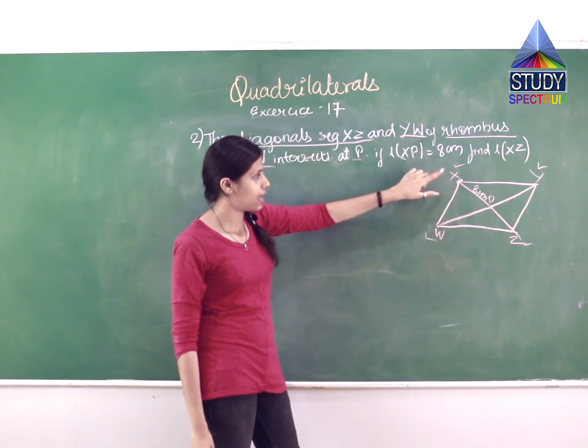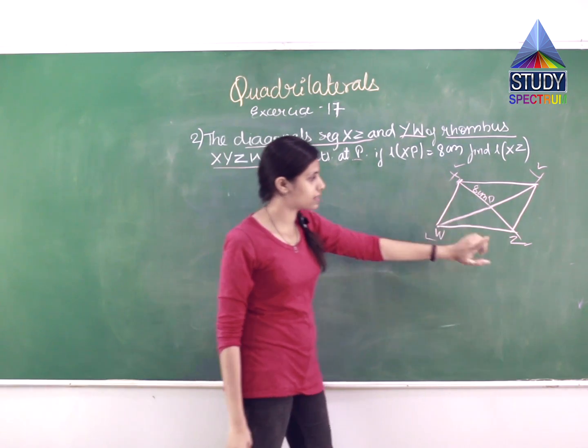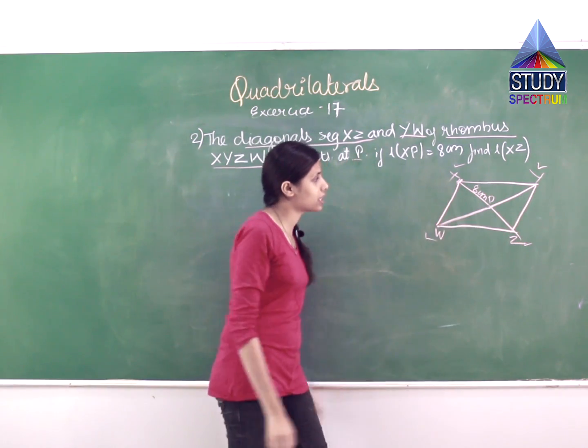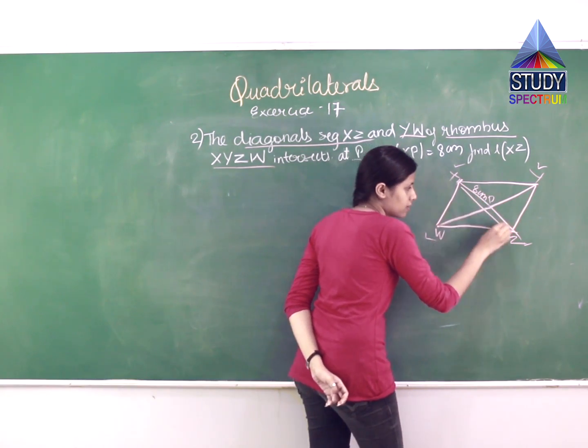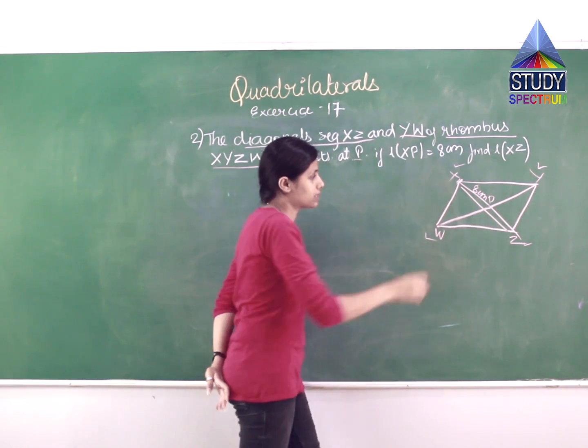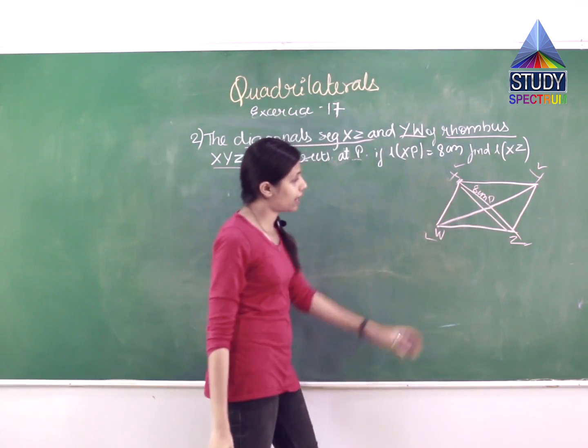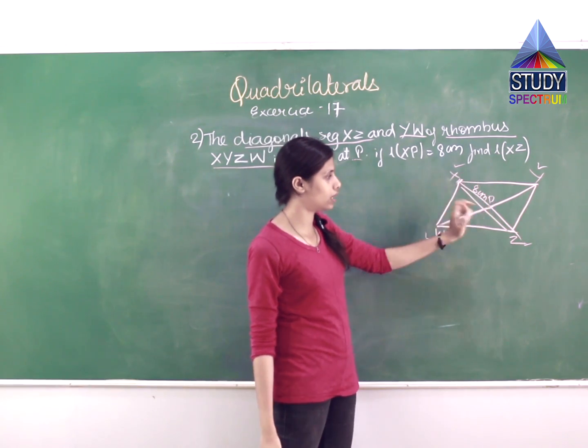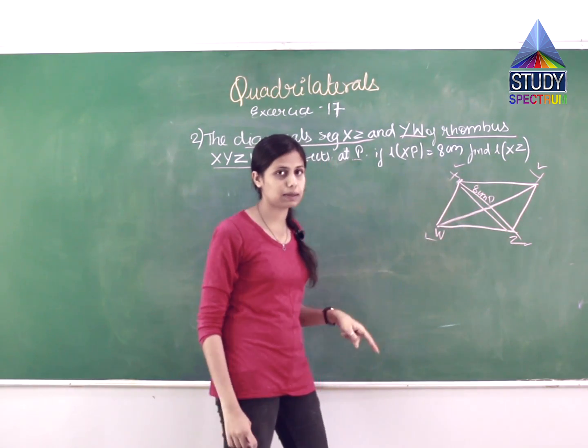Now where is X? X is over here. And Z is over here. They are asking you to find the length of this whole segment XZ, whereas they have given you the half part of it, which is XP as 8 cm.